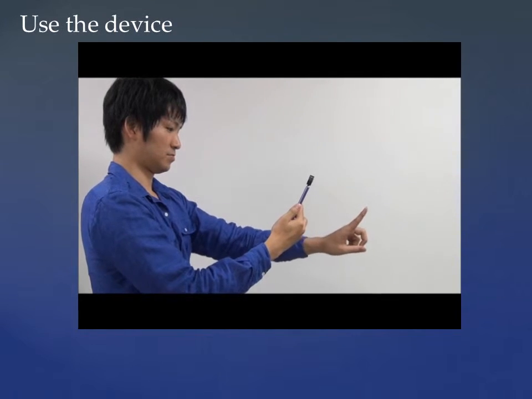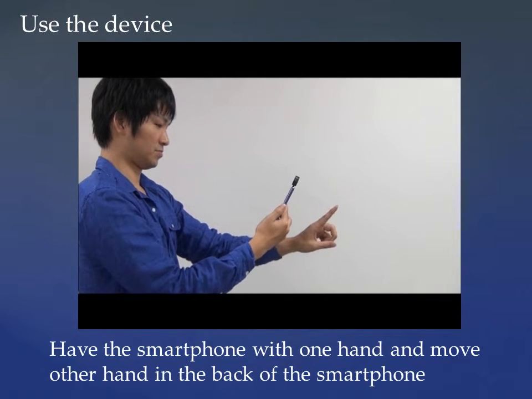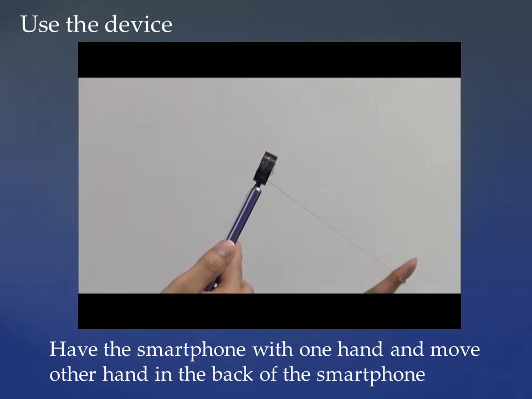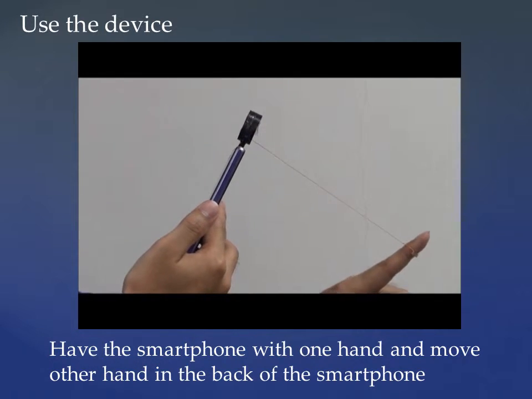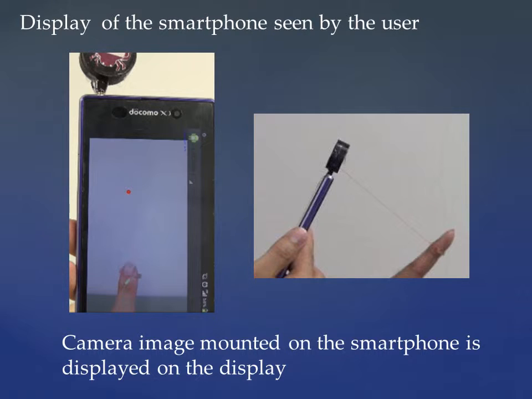We explain how to use the device. As shown in the movie, the user holds a smartphone with one hand and moves the other hand in the back of the smartphone. Next, we explain what is displayed on the display of the smartphone. The camera image mounted on the smartphone is displayed on the display.